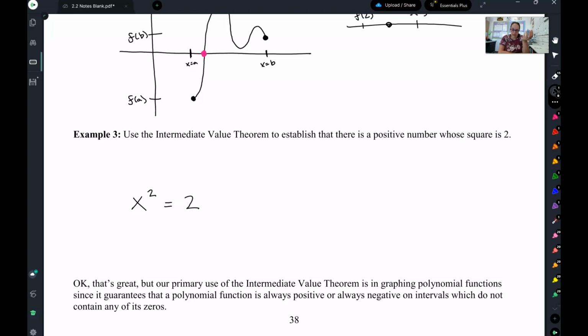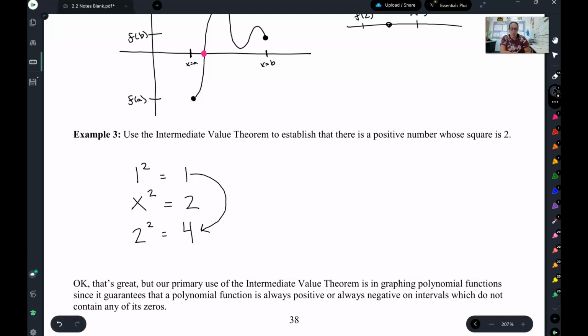So here's what I'm going to look at. If I square 1, I get an answer of 1. If I square 2, I get an answer of 4. So if I have an answer from 1 to 4, doesn't the intermediate value theorem say that I'm going to hit 2 somewhere between those numbers? However, that only works as long as it's continuous.